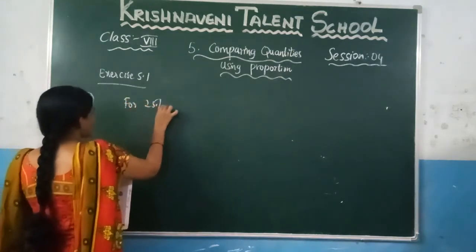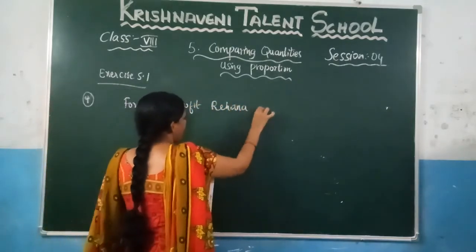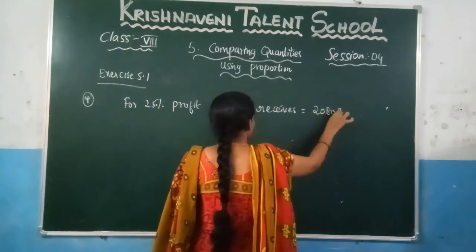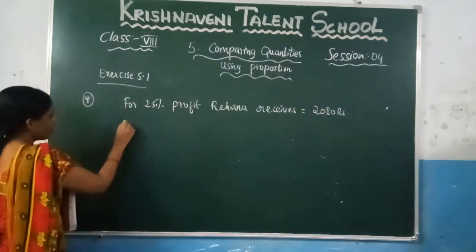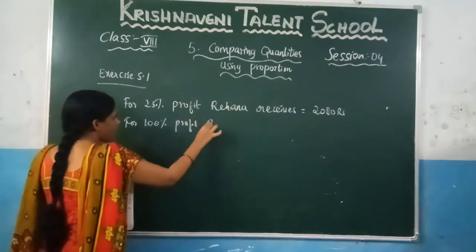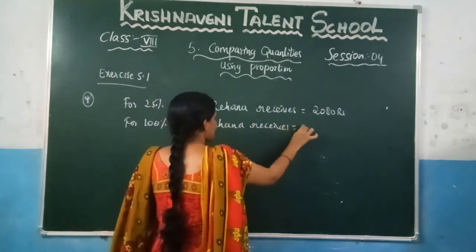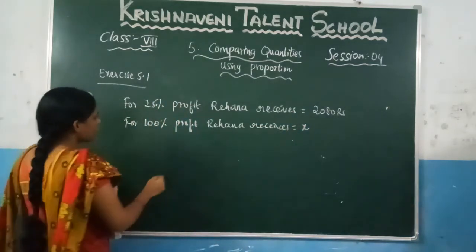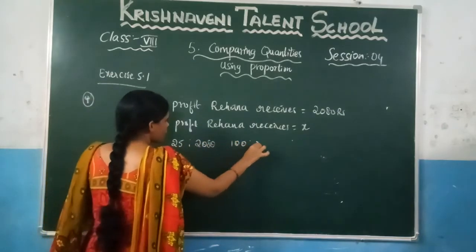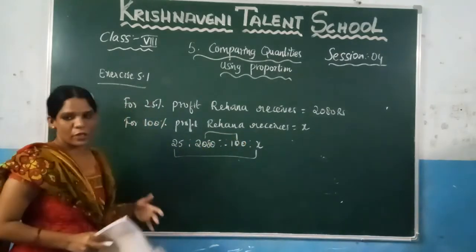So for 25% of profit, Rehana receives how much amount he is receiving, which is 2080. Now here they ask, you need to find for 100%. For 100% profit, Rehana receives, you don't know, let us consider it as X. Now clearly this 25 is to 2080 and 100 is to X, they are in proportion. So you can consider here the product of the extremes is equal to the product of the means.